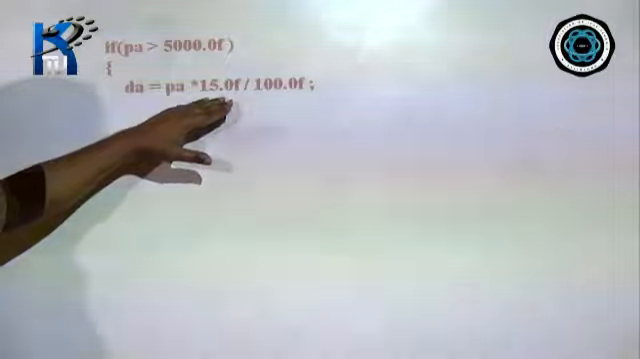15% discount, 15 by 100 of the purchase amount. You can write 15 by 100, or you can write directly 0.15 also. Purchase amount into 0.15 you can directly write. Both are correct. 15 by 100 or 0.15. So this will calculate the 15% discount and store it in DA, discount amount. DA is discount amount. So this is the if statement.